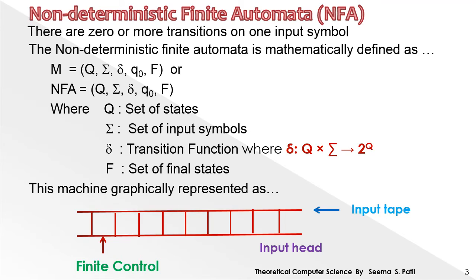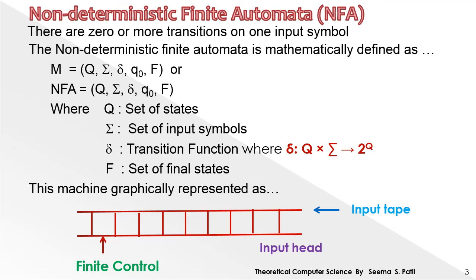In non-deterministic finite automata, that is in NFA, there are 0 or more transitions on one input symbol. We have seen in DFA, there is exactly one transition on one input symbol. But here, there can be 0 or more transitions on one input symbol. That is the difference between NFA and DFA.